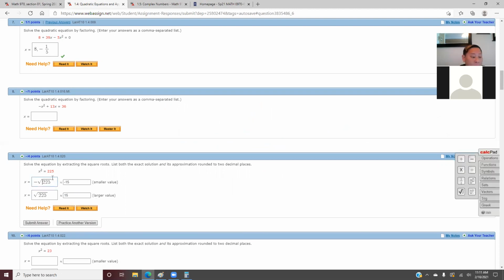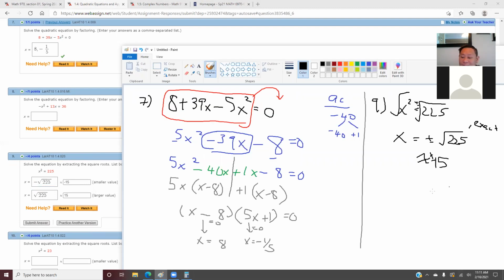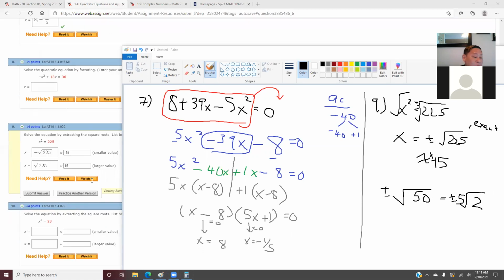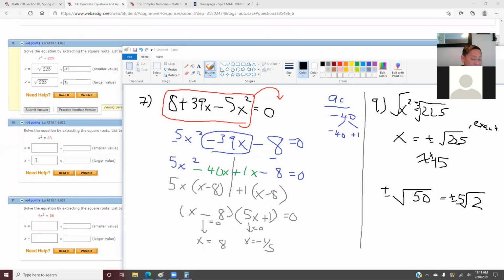So, Sinu, let's say this is not the square root of 225. Let's say this is the square root of 50, so plus minus. The first answer you have here, you have to reduce. This is plus minus 5 root 2. This is what we call the exact answer. Then you have to use your calculator to figure out what the square root of 50 is, and that is doing approximation. So that's how you do question 9 and question number 10.